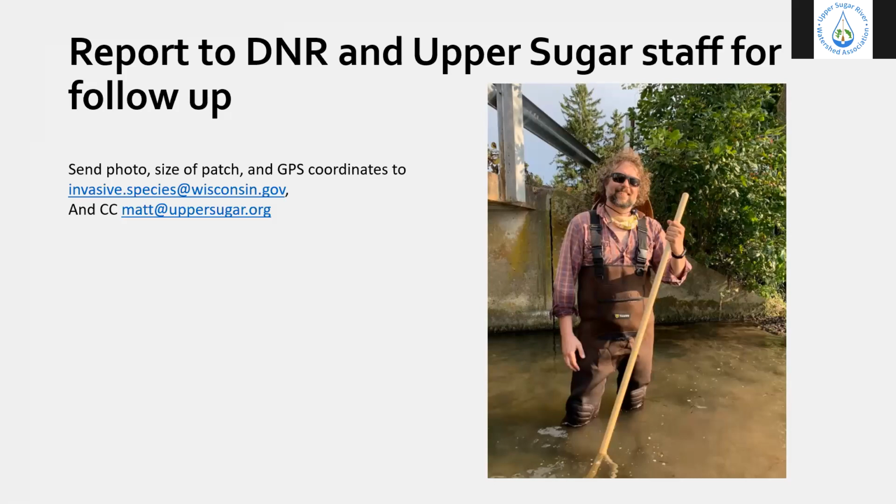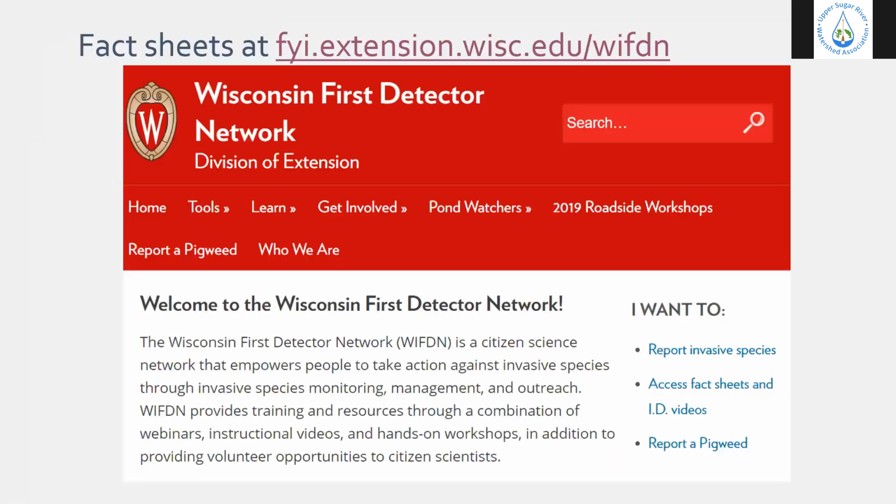So with that in mind, we're getting out there, we're doing our work, we're reporting stuff, and I'm going to quickly go to one more resource I want to share with you, which is our fact sheets. So we've got, back to the Wisconsin First Detectors Network. If you go down to fact sheets and ID videos, they have a comprehensive list of our NR40, our regulated species that we can get mechanical, chemical, and cultural control.